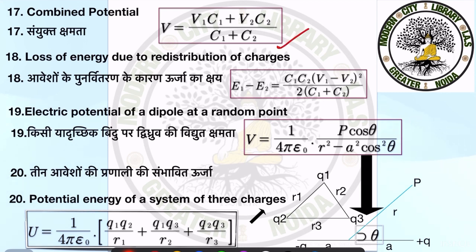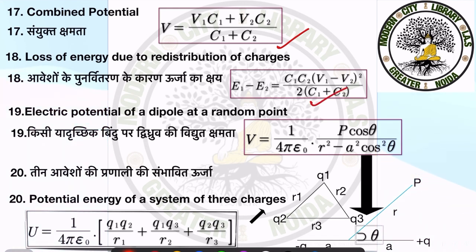V equal to V1 C1 plus V2 C2 upon C1 plus C2. Next, loss of energy due to redistribution of charges. What is the loss of energy in redistribution of charges? The energy loss is E1 minus E2 equal to C1 C2 into V1 minus V2 whole square over 2 into C1 plus C2.